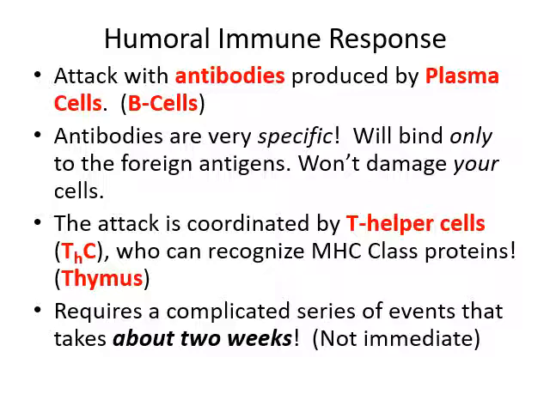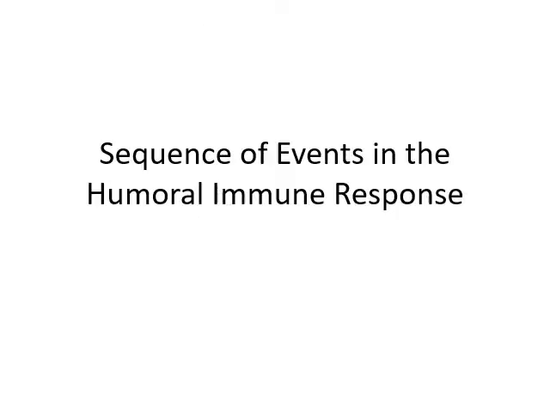These antibody attacks are coordinated by a type of lymphocyte called a T helper cell. They learn how to recognize your MHC class proteins from foreign MHC class proteins, so they never go and get a B cell that will attack your proteins. They go and get a B cell that will attack only foreign proteins, which they know how to recognize. This response takes about 2 weeks, which is the bad part. Other than that, it's actually better than the innate immune response.